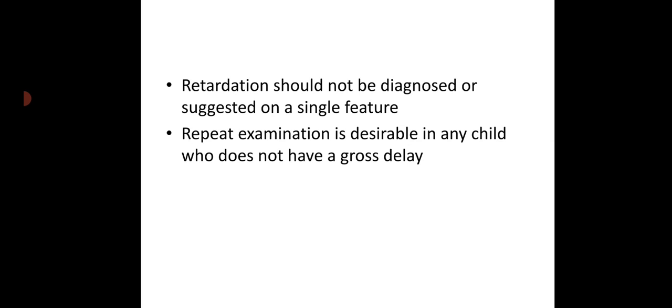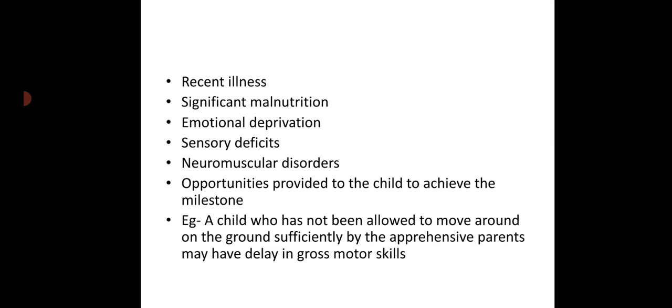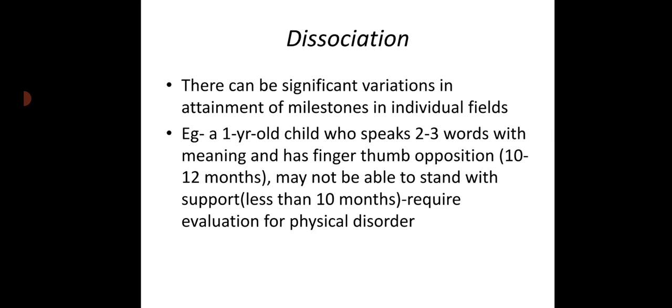Retardation should not be diagnosed or suggested on a single feature. Repeat examination is desirable in any child who does not have a gross delay. We should also consider recent illness, significant malnutrition, emotional deprivation, sensory deficits, neuromuscular disorders, and opportunities provided to the child to achieve the milestone. Example, a child who has not been allowed to move around on the ground sufficiently by apprehensive parents may have delay in gross motor skills.